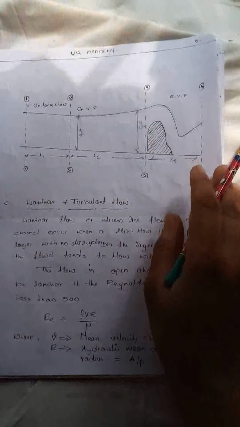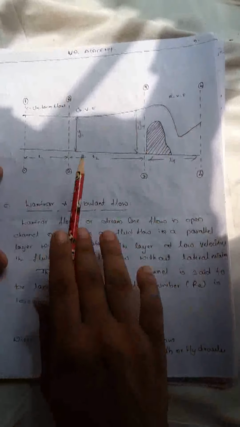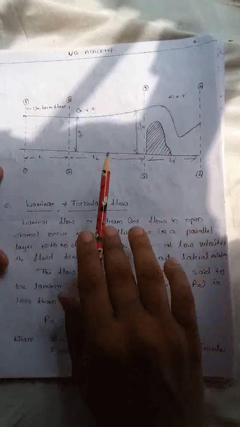Gradually varied flow means the depth changes gradually over a long length of the channel, and rapidly varied flow means the depth changes suddenly over a short span of the channel. See, this is the uniform flow. This complete figure shows the uniform flow and non-uniform flow. In non-uniform flow there are two categories: gradually varied flow and rapidly varied flow.